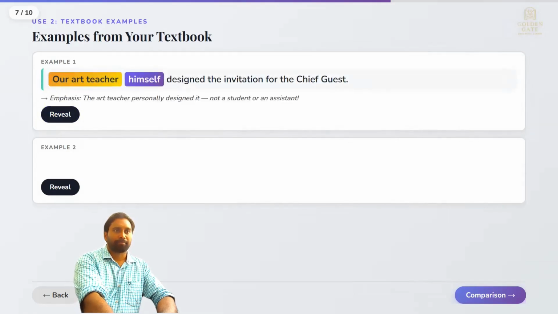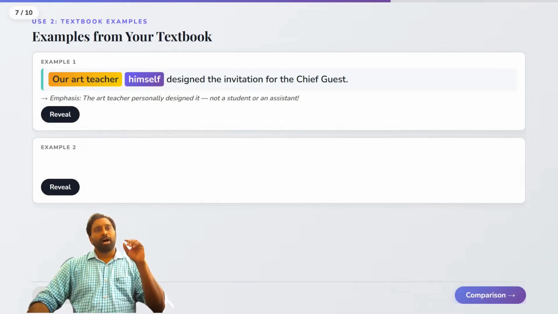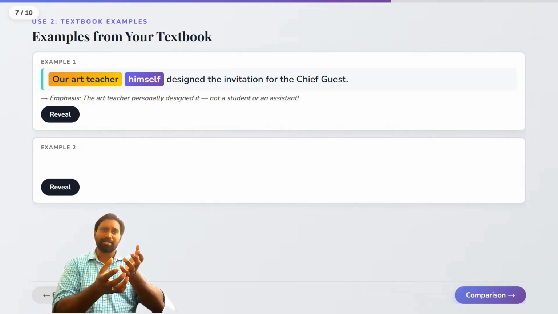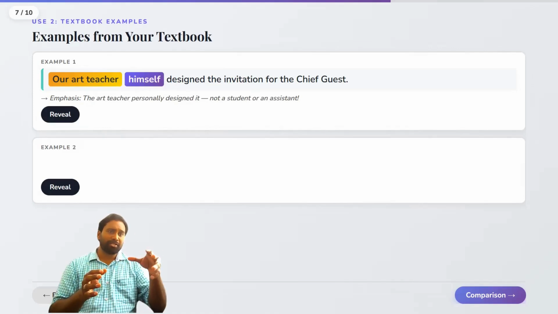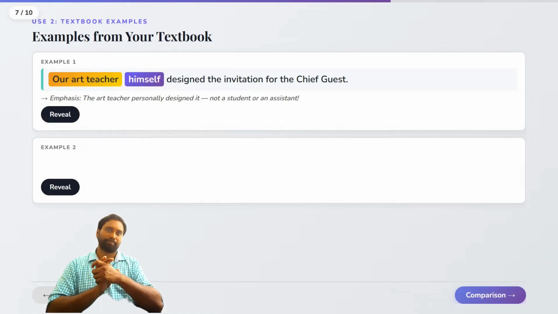All right. Look at the first example sentence. Our art teacher himself designed the invitation for the chief guest. Why is himself used here, children? That is to emphasize that the art teacher personally designed the invitation. Not a student, not any other teacher, not an assistant, but the teacher himself.